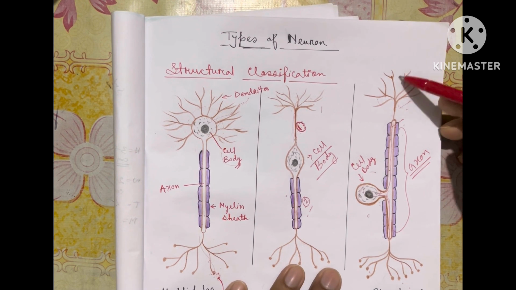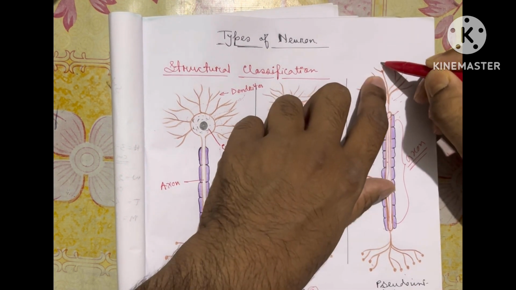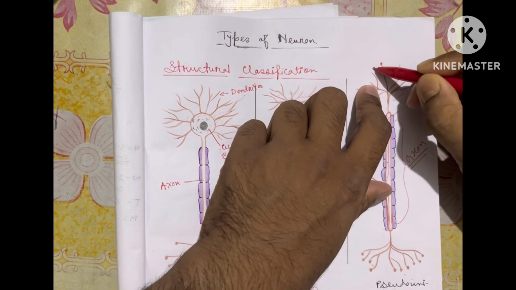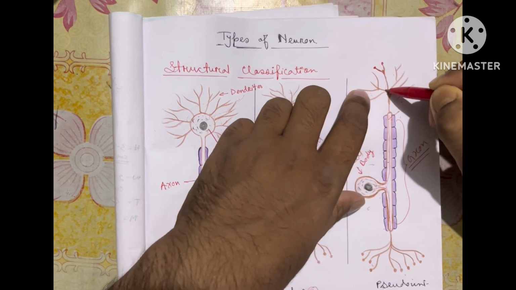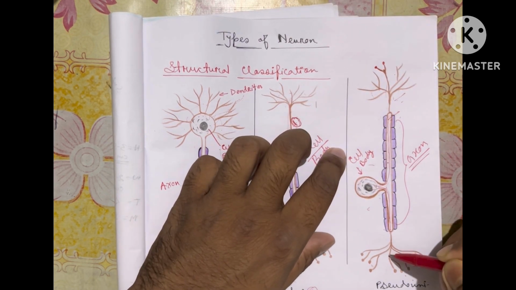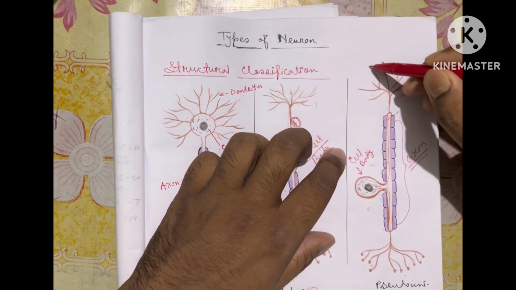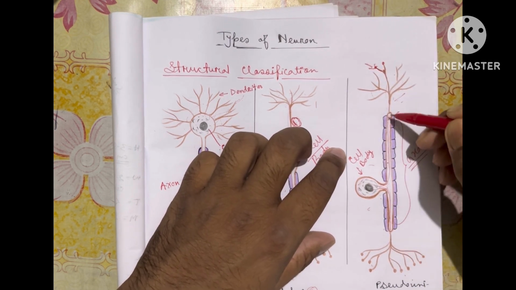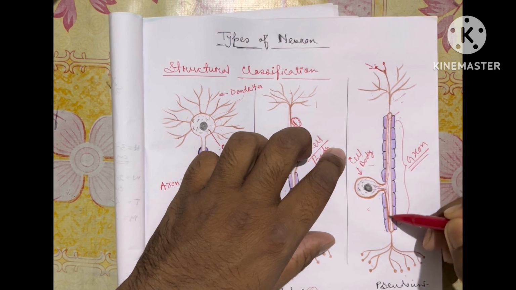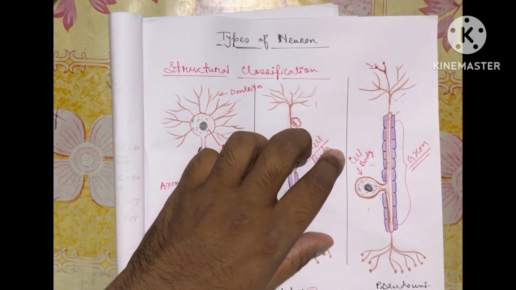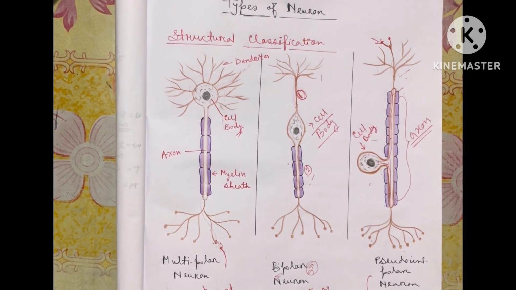So this is the one terminal. The pain or touch signals will come through this direction and go towards the brain by this route. The signal is coming from here and it will go along this way towards the brain. So I hope you have got the concept of the different roles and locations of these types of structural classification of neuron.